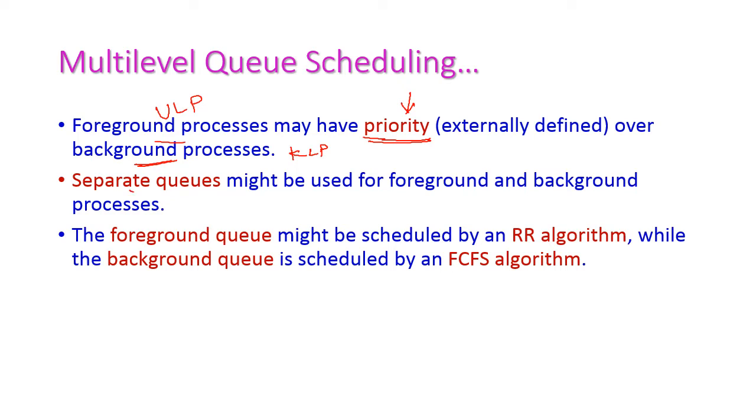Hence both the processes require a separate queue. So for foreground we have to use a separate queue, and for background we have to use a separate queue. For example, for the foreground queue we can use the round robin scheduling algorithm, because we have to give equal priority to all the users. User processes are available in this foreground queue, hence we have to give equal priority to all the users, so we can use the round robin scheduling algorithm. But when it comes to the background queue, here we can use the first come first serve scheduling algorithm. Here the foreground process may have the highest priority when compared to the background process.